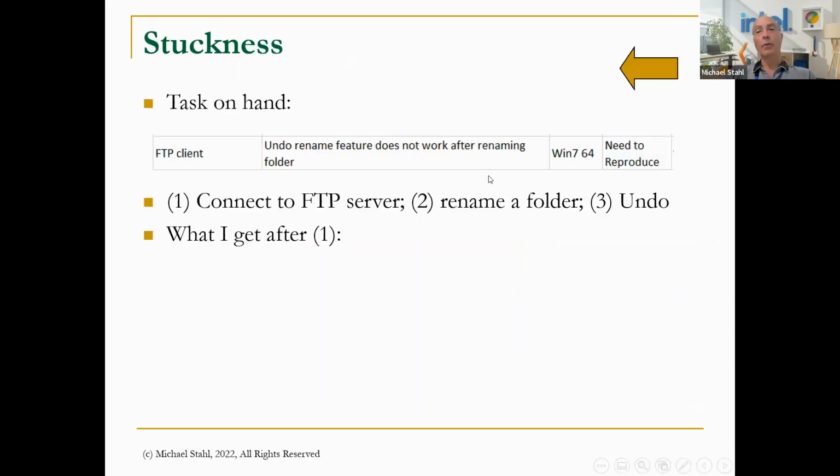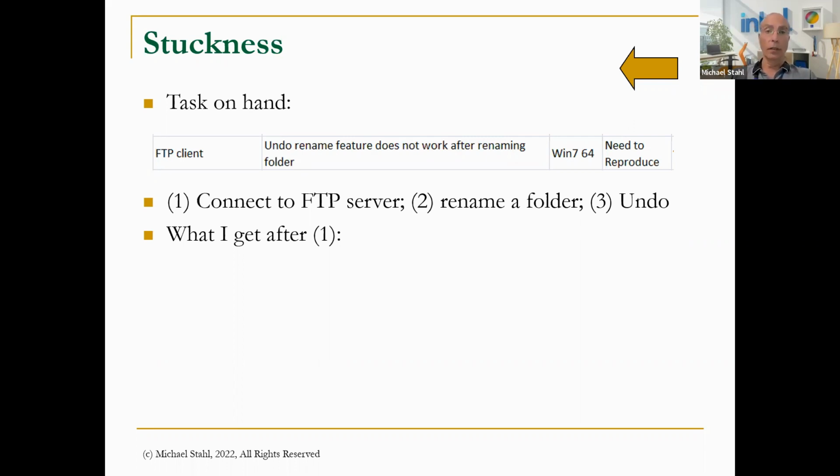I had to reproduce a bug. This was the bug report. When you connect with an FTP client using Bluetooth, the undo rename feature does not work after renaming a folder. So the idea was, with Bluetooth you see folders and files, you go to a folder, you do a rename, and then you're supposed to be able to do undo. And that didn't work. You could rename, but if you tried to do undo, undo didn't work.